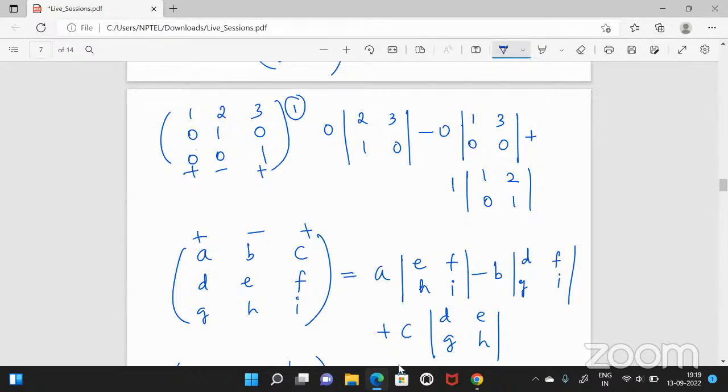Yes, ma'am. So again here it's 0 into something minus 0 into something. Here 1 into 1 minus 0. So the determinant is 1. Is it clear? Yes, ma'am.